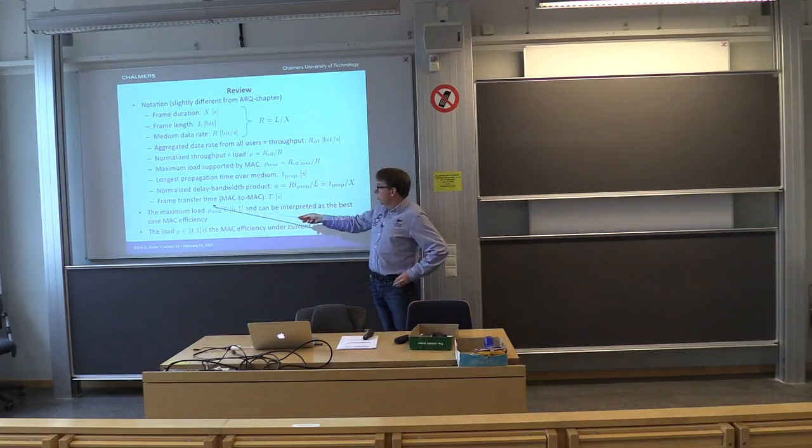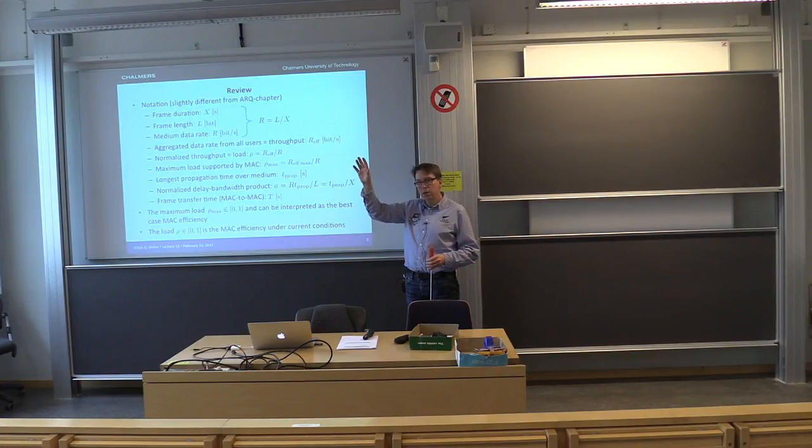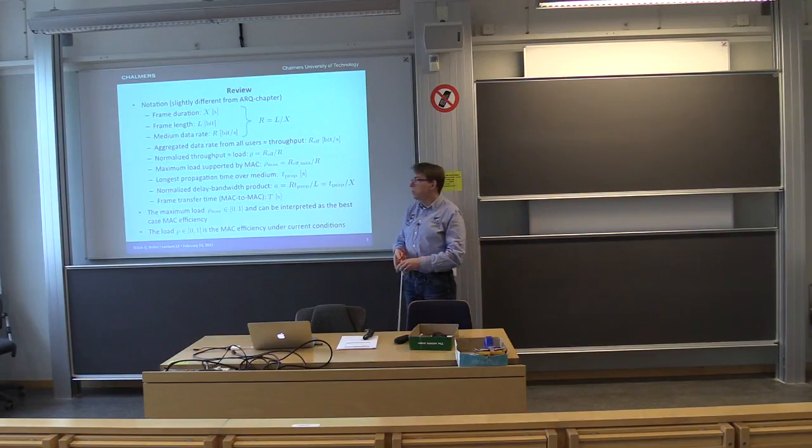Then we are talking about the frame transfer time, and that's the time from when a frame is present at the transmitter MAC until it's delivered at the receiver MAC. So it's the time it takes for a frame to be transmitted over the medium. And this in general is a random variable because of delays over the channel, which is because the channel might be busy depending on other traffic which is ongoing. So this is typically a random variable.